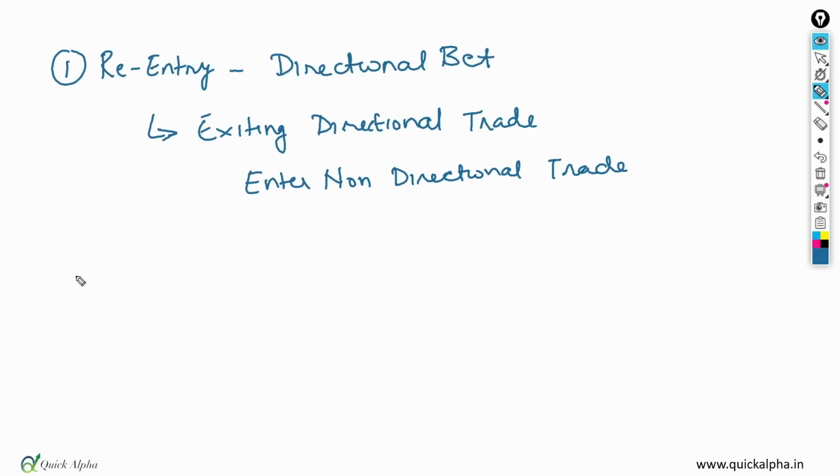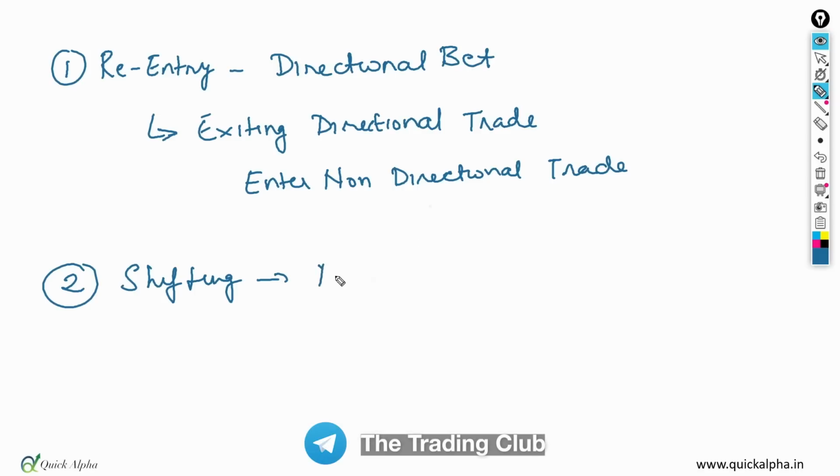The second type of adjustment is a very popular adjustment, which is nothing but shifting. This is the adjustment which can be followed in case you have taken a long-term non-directional bet. So what exactly do I mean by this?